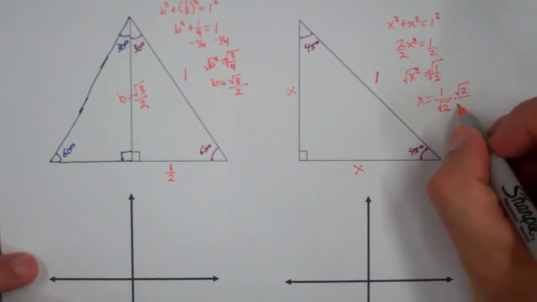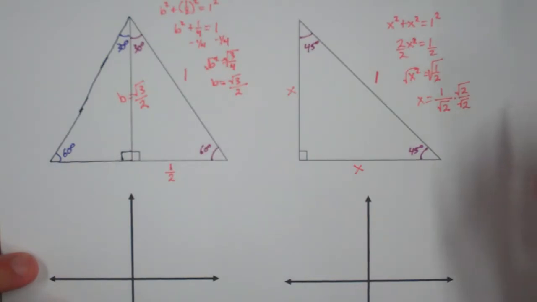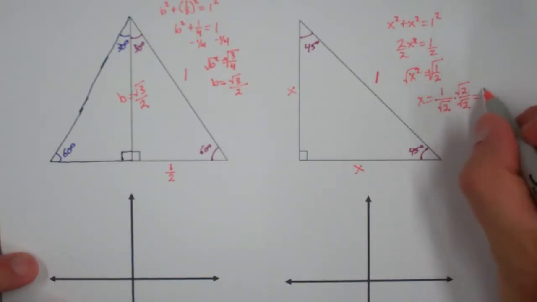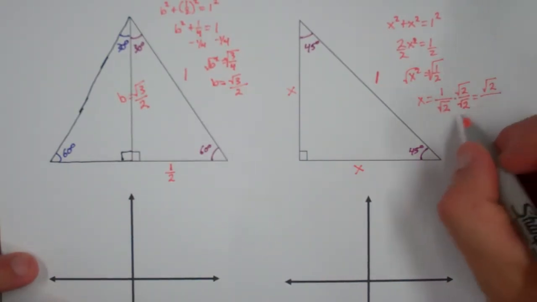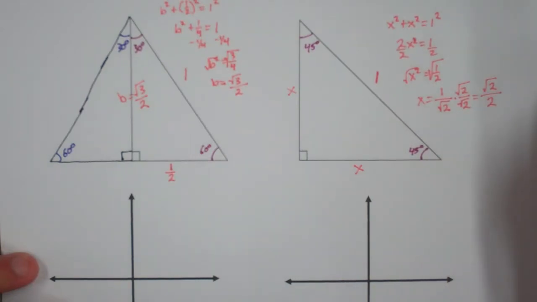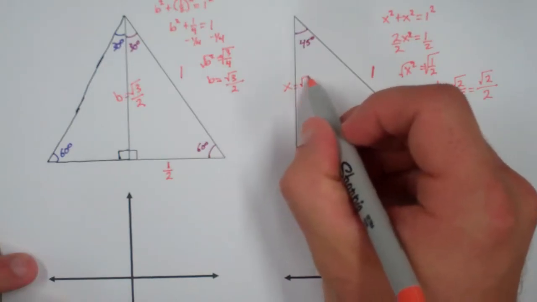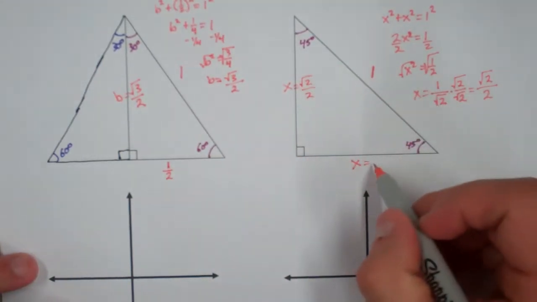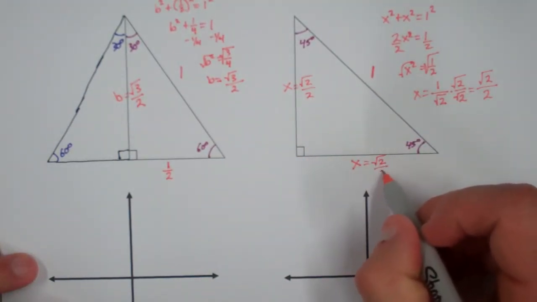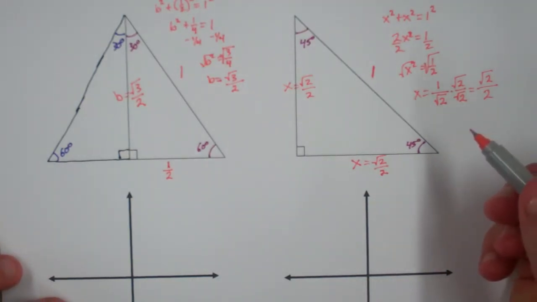So what we need to do is multiply by root 2 over root 2. So we've got 1 times root 2, or root 2, over root 2 times root 2, which is 2. So the value of x here, both of these, those are root 2 over 2. That's where those values come from.